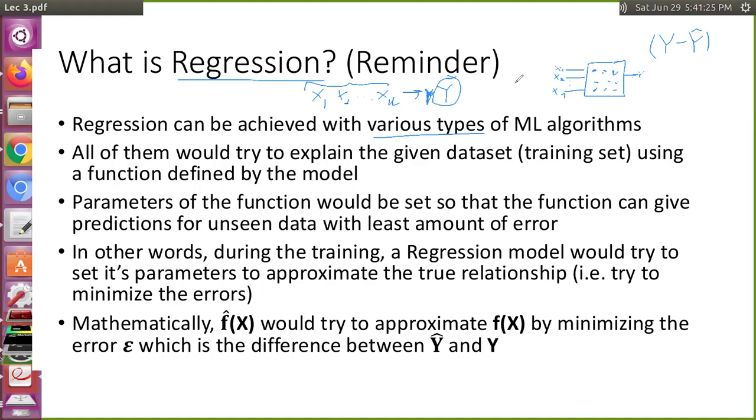In the training data set, say we have 10,000 data points. So this error should be minimum for all the data points. So how are we going to make sure of that?